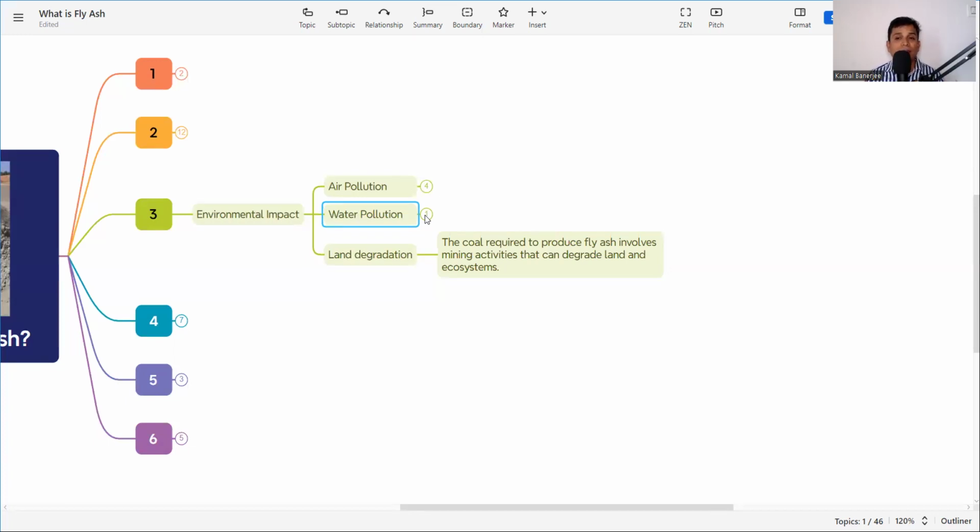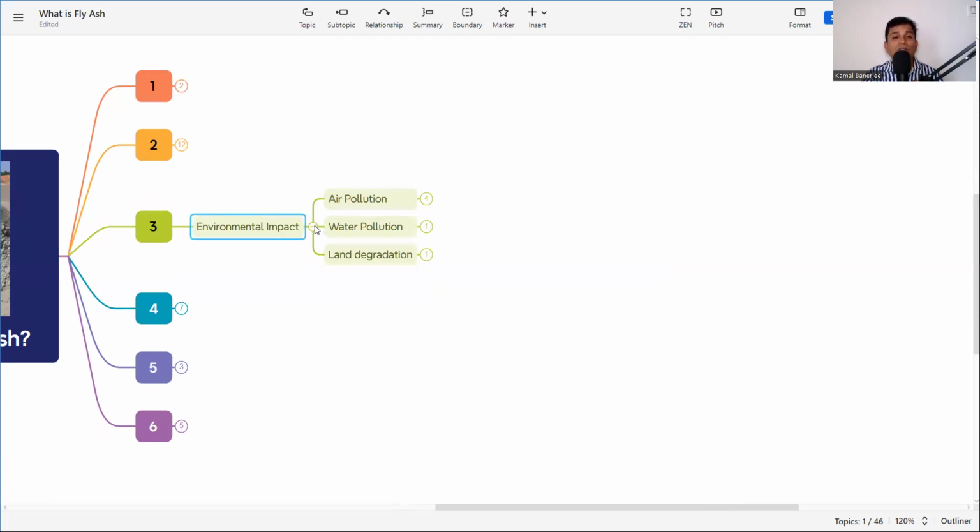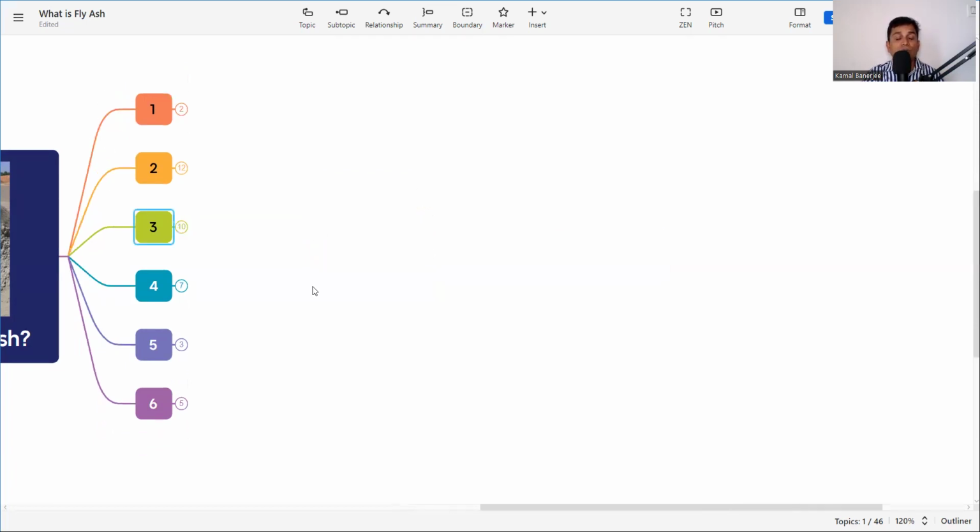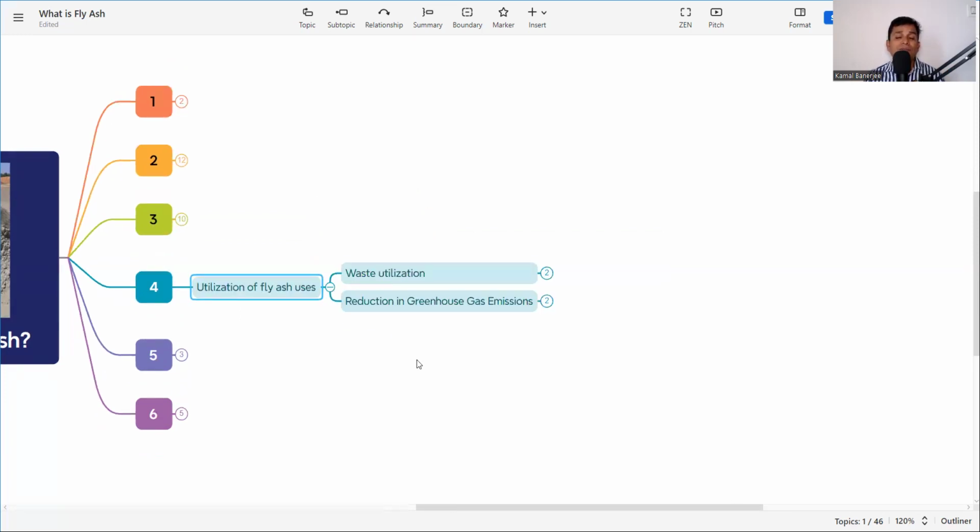So we have seen the environmental impact of fly ash: air pollution, water pollution, and land degradation. Now, if this continues, because the thermal power plant is there, we need to produce electricity, and whenever we produce electricity, fly ash will be produced, and it will affect the environment detrimentally. Now, we need to manage that. So how? We need to utilize the fly ash that the thermal power plant is producing.